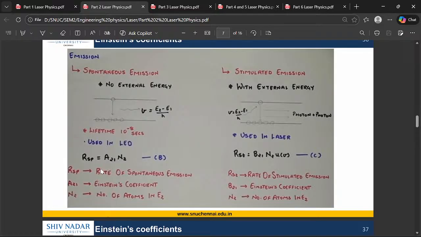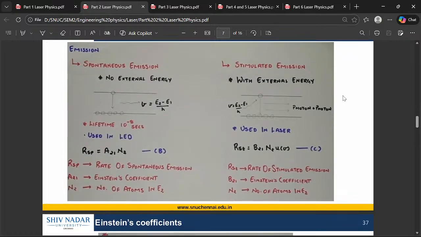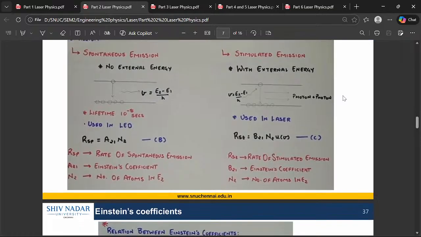Stimulated emission happens with the help of an external energy. In stimulated emission, there is a metastable state, where the electron stays somewhere between 10 to the power minus 6 and 10 to the power minus 3 seconds. With that we can perform the lasing action. Stimulated emission is basically used in lasers.